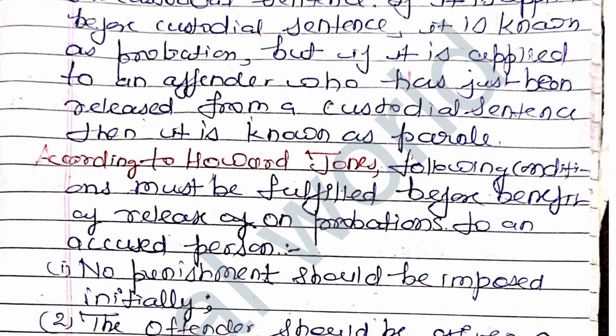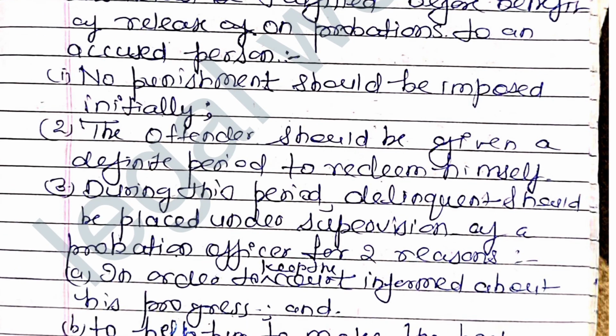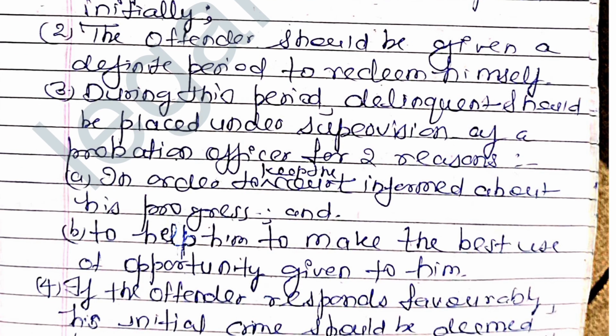According to Howard Jones, the following conditions must be fulfilled before the benefit of release on probation is given to an accused person. Number one, no punishment should be imposed initially. Second, the offender should be given a definite period for redeeming himself. Third, during this period, the delinquent should be placed under the supervision of the probation officer for two reasons. First, in order to keep the court informed about the progress and to help him make the best use of the opportunity given to him.